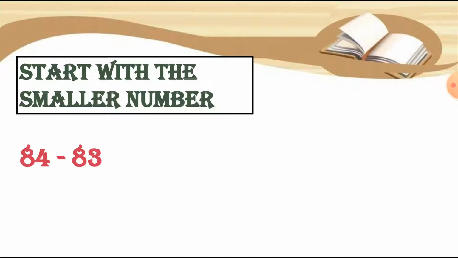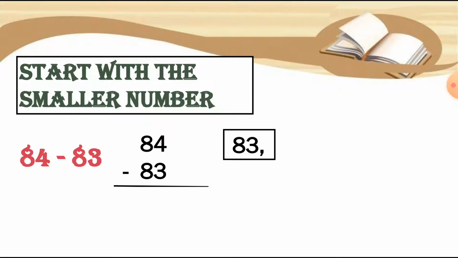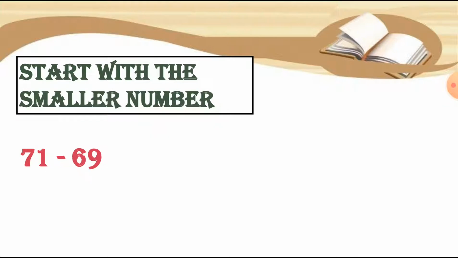84 minus 83. First of all, we write it in the sum format. Start with the number 83 and count till 84 comes. Here 84 comes in one step only. This is just one step. So our answer is, if you cut 83 from 84, you will get the answer 1 only.